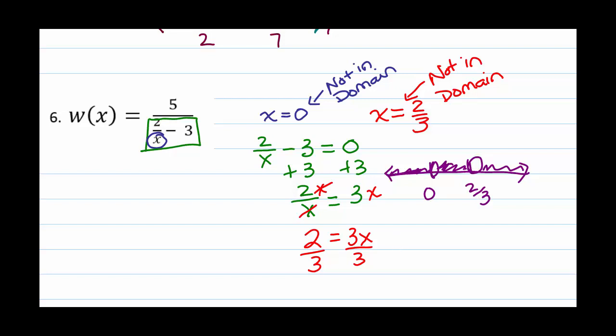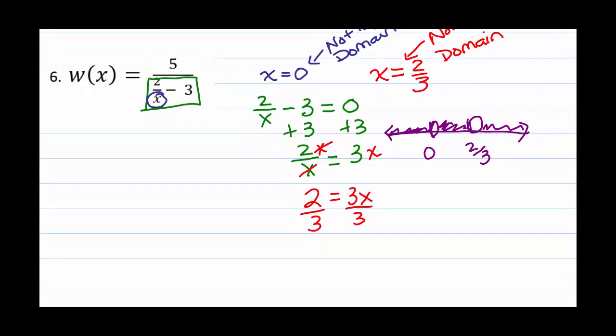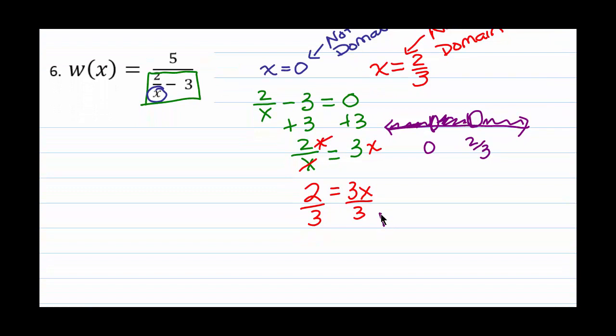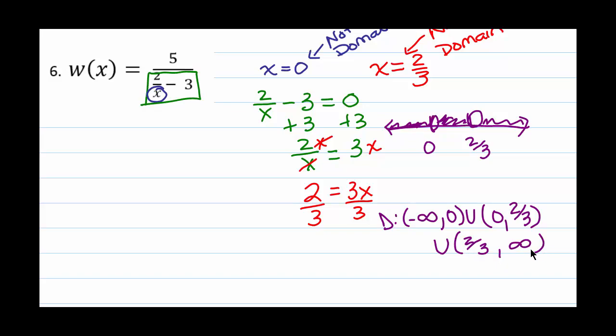So my domain, let me make enough room to write this domain. So my domain is from negative infinity to 0, 0 to 2/3, and then 2/3 to infinity.